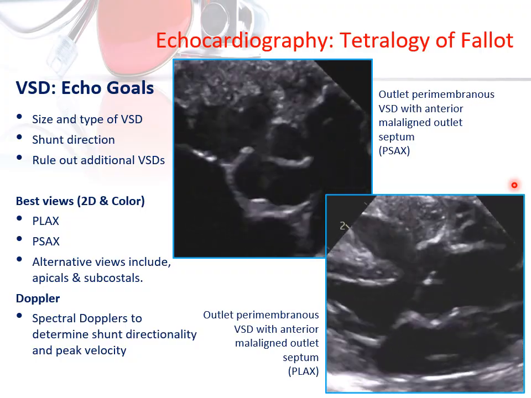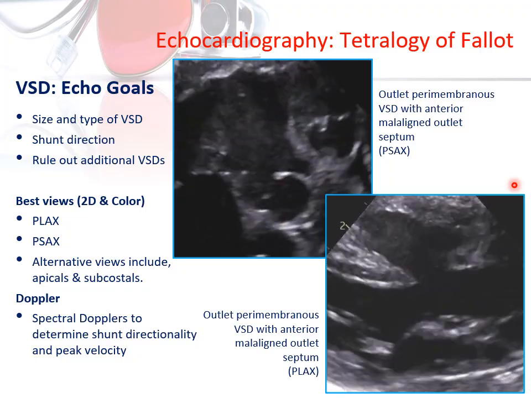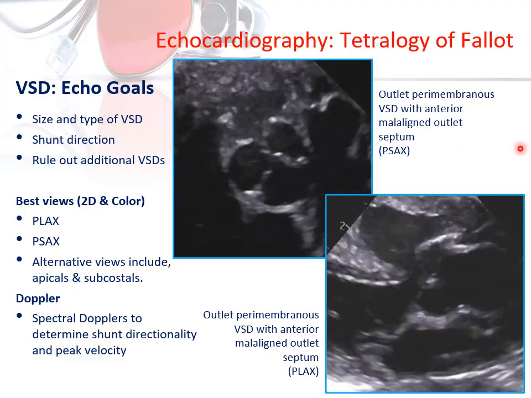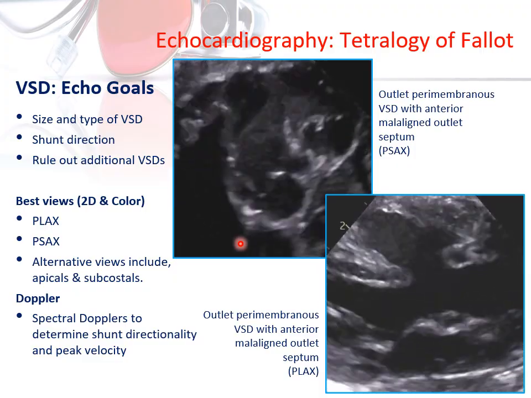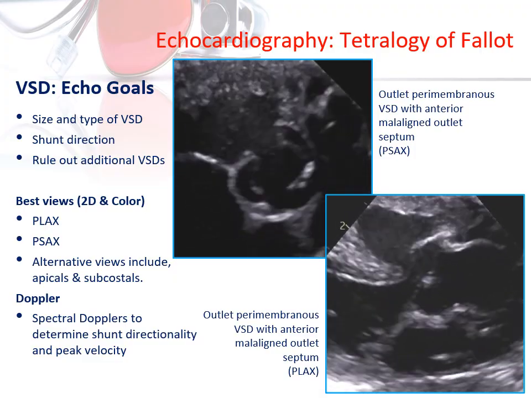which can be helpful for surgical planning. Some of the best views for this are parasternal long, like we see right here, parasternal short, right here, and then some alternative views could include apicals and subcostals. And you always want to use your Dopplers to determine the shunt directionality and peak velocity.